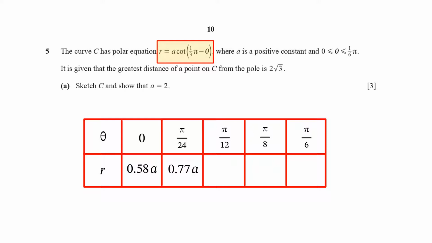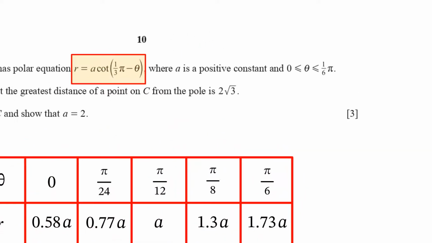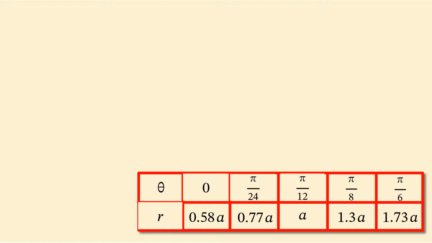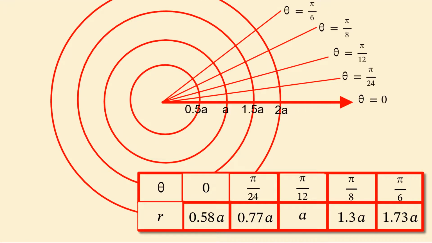And when θ has a value of π/24, r will have a value of 0.77a. When θ is π/12, r will have a value of a. And when θ is π/8, r will have a value of 1.3a. And lastly, when θ is π/6, then r will have a value of 1.73a. Now with this table of values, I can consider a plane where I can plot out the graph. So I'm now plotting out my points.